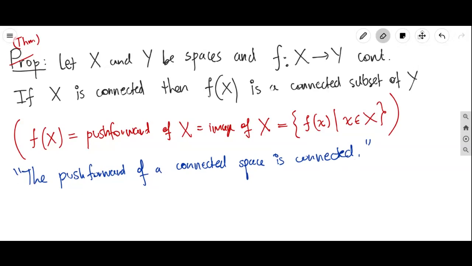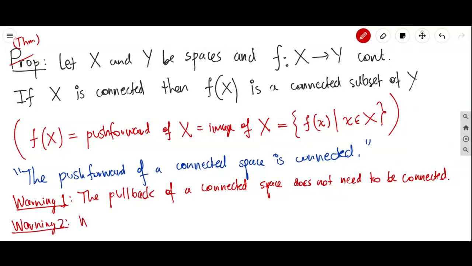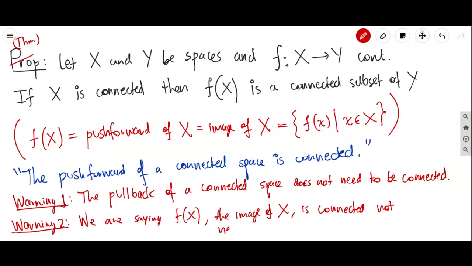So there's two warnings I want to give you here. Let's call this warning one. The pullback of a connected space does not need to be connected. And this is warning two. We are saying that F of X, the image of X, is connected. Not necessarily Y itself. Because Y contains the image, but Y is not necessarily the image.